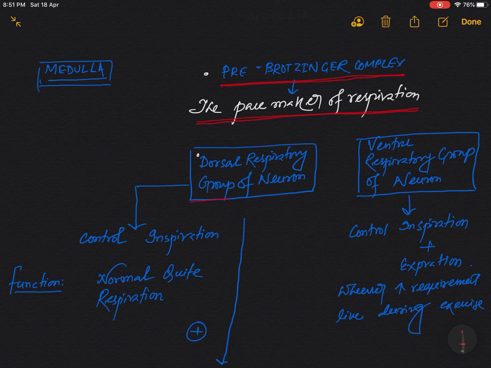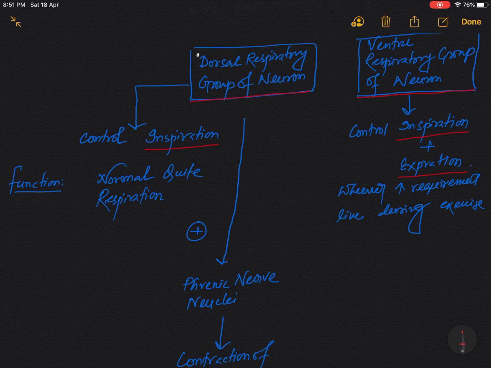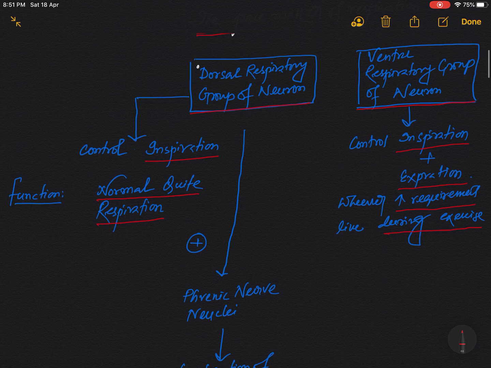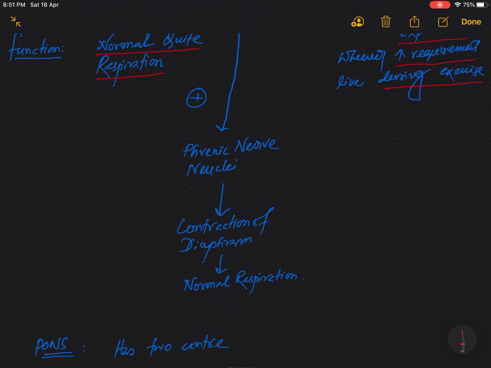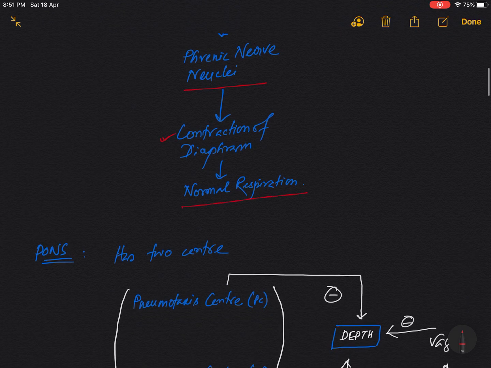The medulla also contains the dorsal respiratory group of neurons and the ventral respiratory group of neurons. The dorsal respiratory group of neurons controls inspiration. The ventral group of respiratory neurons controls inspiration as well as expiration. The dorsal respiratory group helps in normal quiet respiration, and the ventral group of respiratory neurons activates whenever there is increased requirement, that is during exercise. The dorsal respiratory group gives positive stimulus to the pharyngeal nuclei. From the pharyngeal nuclei there is contraction of the diaphragm, which causes normal respiration.